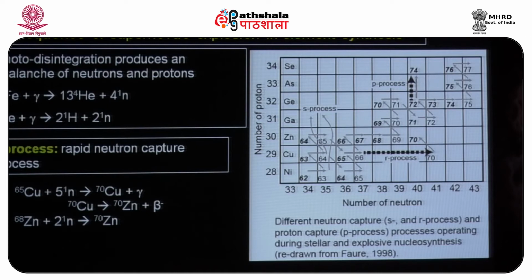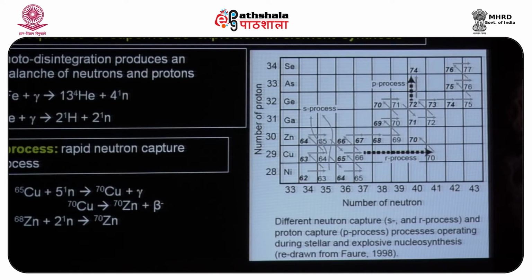Now, here lies the difference between the S process and the R process. In the S process, zinc-68 will capture 1 neutron to form zinc-69, and then zinc-69 will move on to gallium-69 by beta decay, whereas in the case of rapid neutron capture, zinc-69 will capture 2 neutrons and will move on to zinc-70, which is stable.